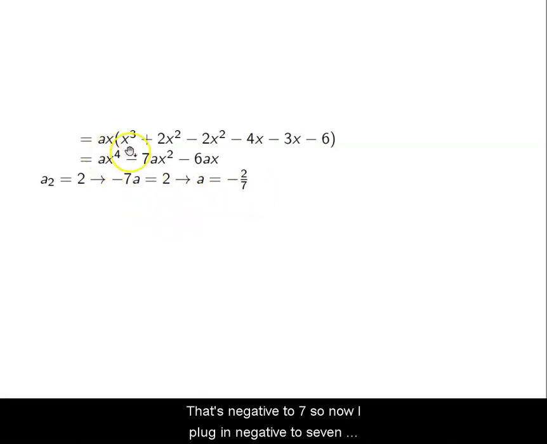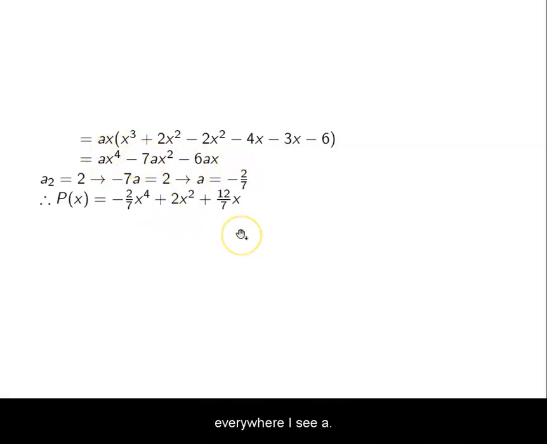Now I plug in negative 2 over 7 everywhere I see a. And that gives me a resulting polynomial of negative 2 over 7 x to the 4th, minus, here in this case, positive 2, because negative 7 times negative 2 over 7, the 7's cancel and the negatives turn positive. And then here, this turns into 12 over 7, because 6 times 2 is 12 over 7, and negative and negative is positive. So that's my polynomial.